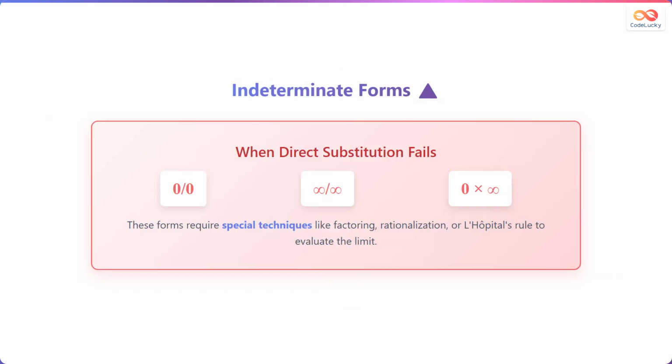Indeterminate forms. These are cases where direct substitution fails. Common indeterminate forms include 0 over 0, infinity over infinity, and 0 times infinity. These forms don't immediately tell us the value of the limit, and they require special techniques like factoring, rationalization, or L'Hopital's rule to evaluate the limit.